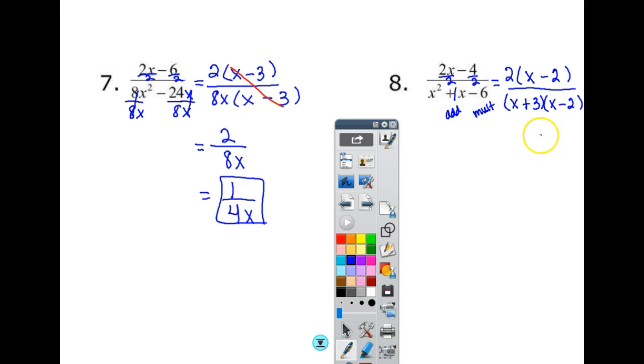Out of 3 and 2, 3 is larger. So now who cancels out? The x minus 2's. And we get 2 over x minus 3. Okay, questions? You may just have some questions once you get started.